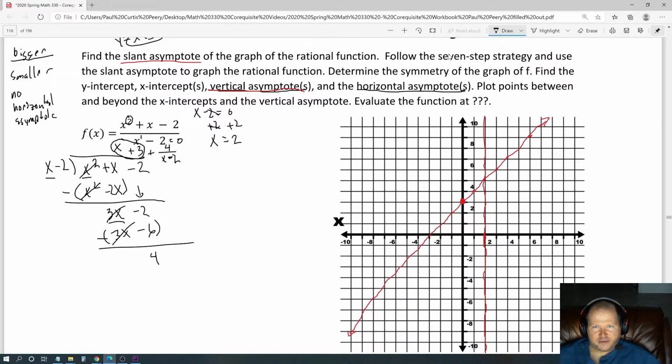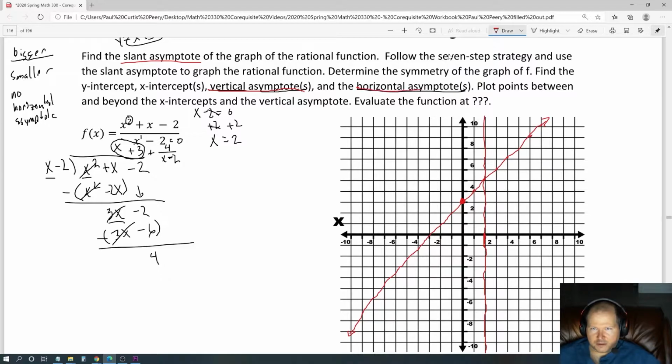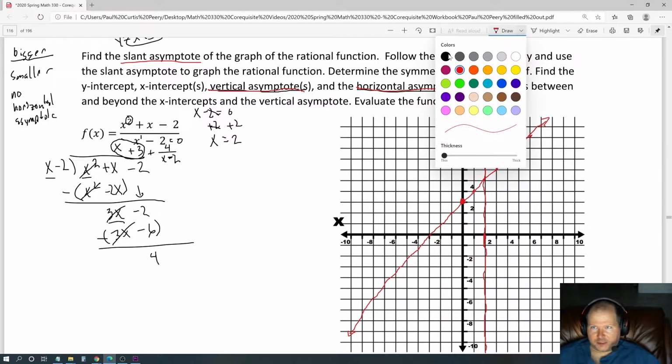Okay, so we don't even have any one of those, so we don't have to worry about that one. Okay, so we're done with this one. So there's no horizontal asymptote. Okay. Now, let's try the x and the y intercepts. X and y intercepts. Let's do a couple of those.